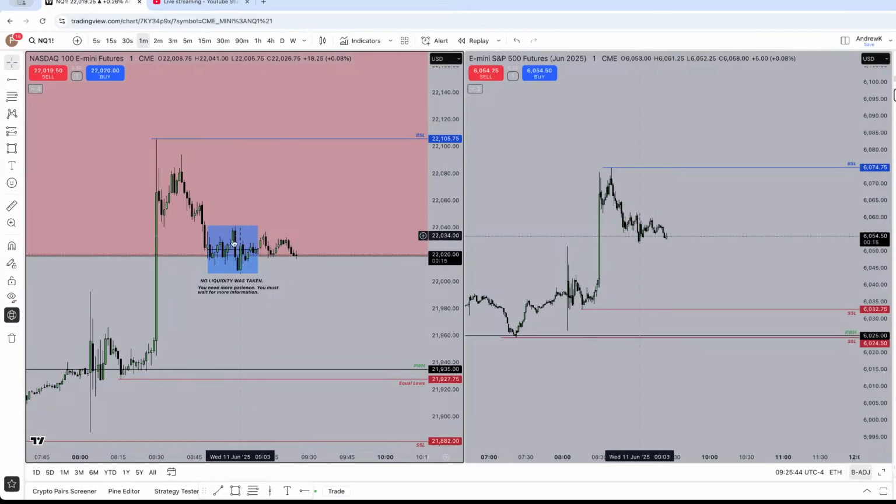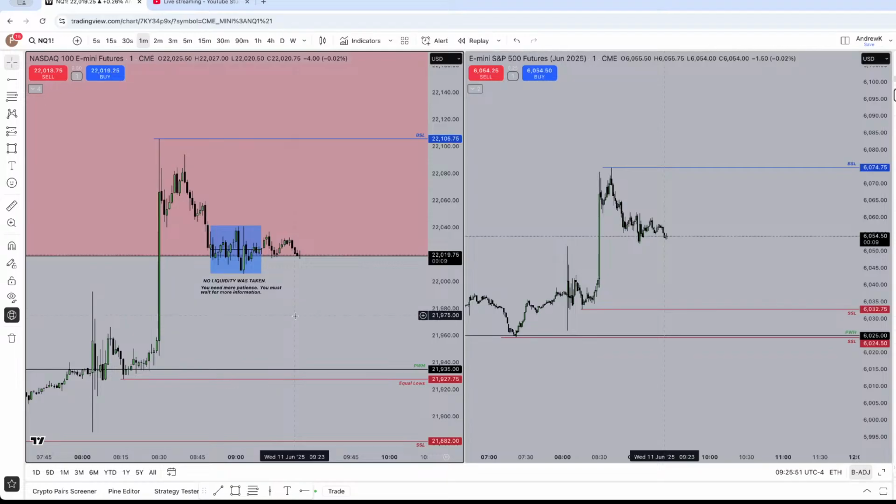Because look at the probability. It's low, right? A lot of people thought we were just going to keep going higher, and guess what? We're going to drop lower likely.